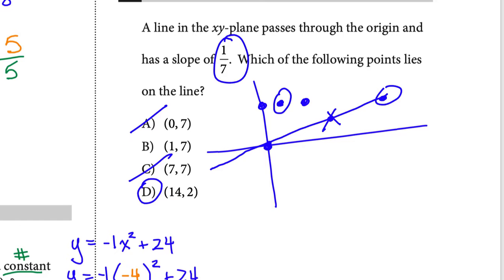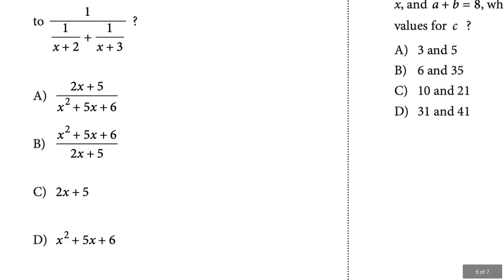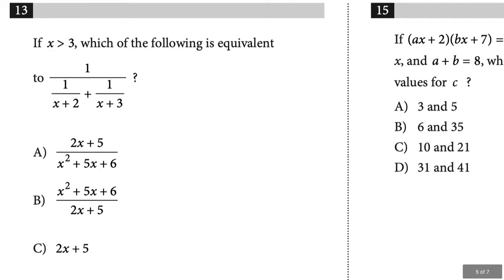My arm hurts now. All right. Number 13. Why'd you quit?